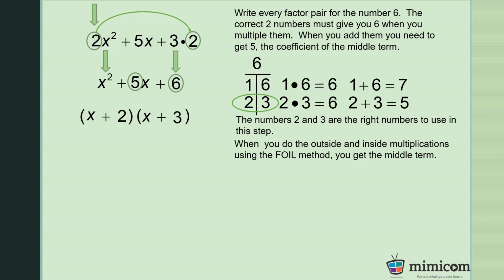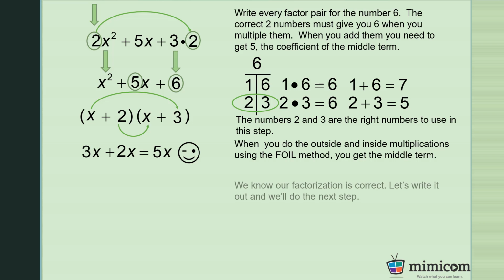When you do the outside and the inside multiplications using the FOIL method, you get the middle term. X times 3 is 3x. 2 times x will give us plus 2x. 3x plus 2x is 5x. That matches our middle term. We know we've done this step correctly. We know our factorization is correct. Let's write it out and we'll do the next step. So we have x plus 2 times x plus 3.